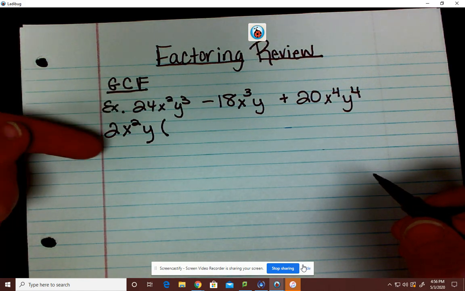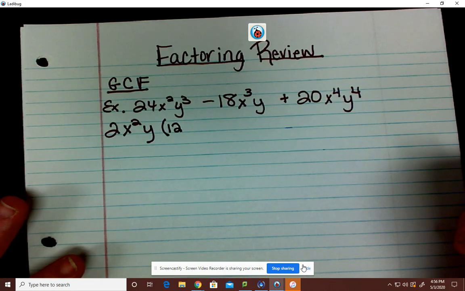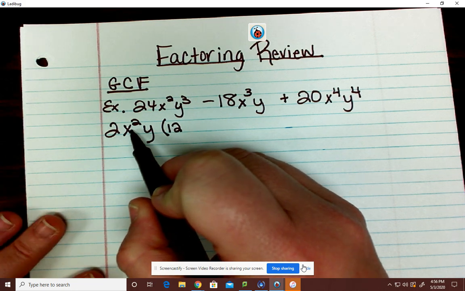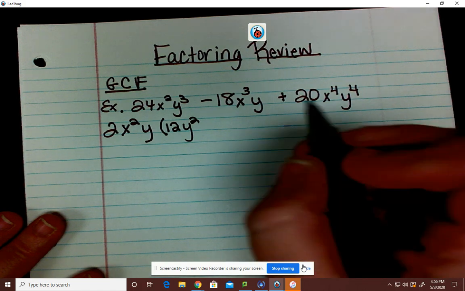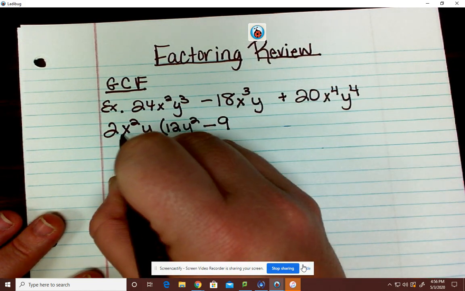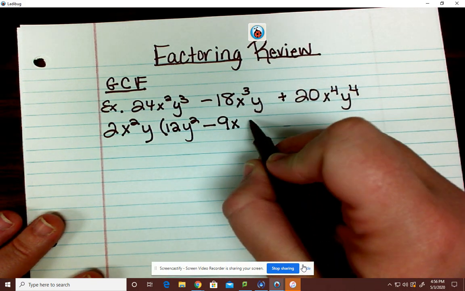So 24 divided by 2 is 12. Then when we look at our variables, we had 2 x's, we took them out, so there's none left. We had 3 y's, we took 1 out, so there's 2 left. Minus 18 divided by 2 is 9. We had 3 x's, we took 2 out, so there's 1 left. We had 1 y, we took it out, so there's no y's left.